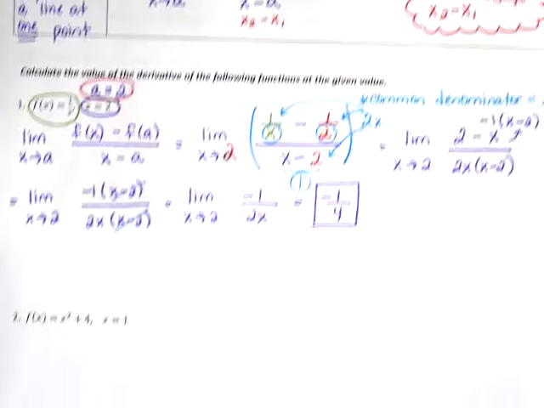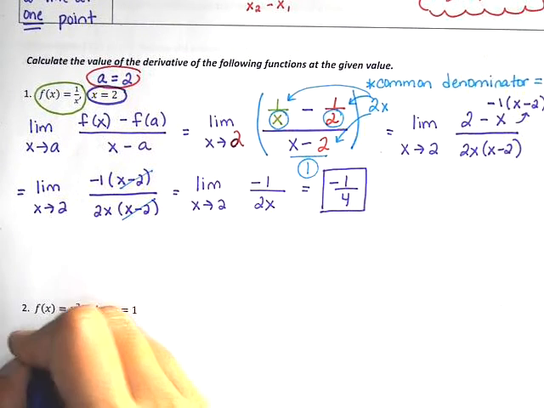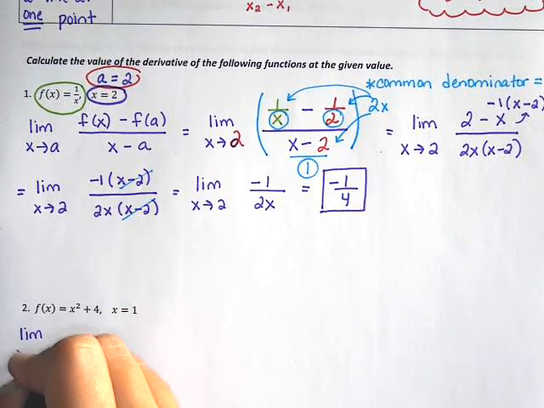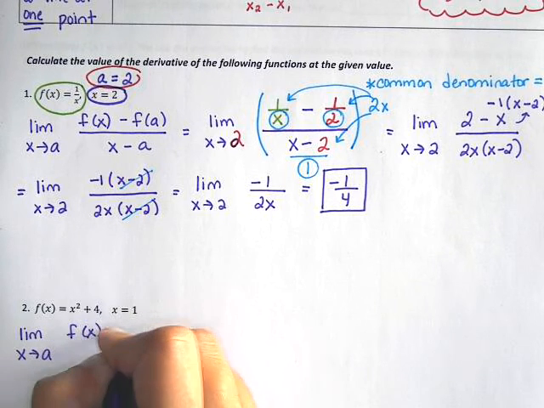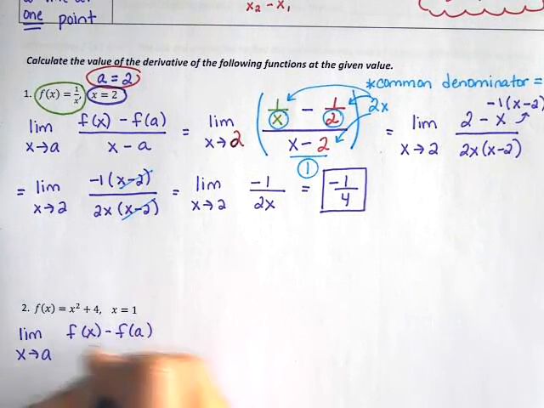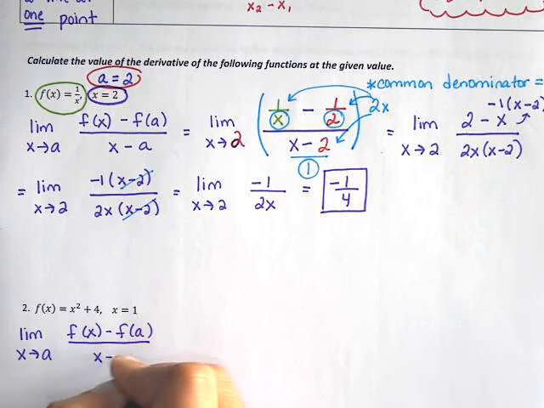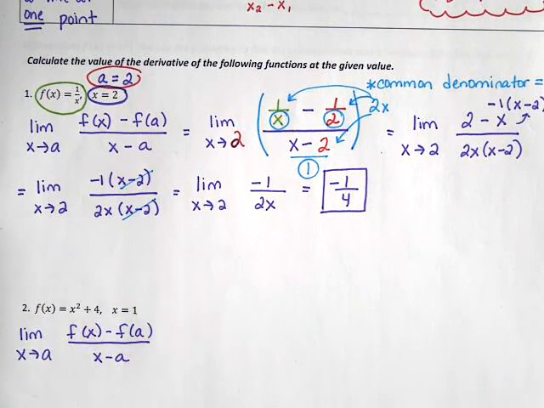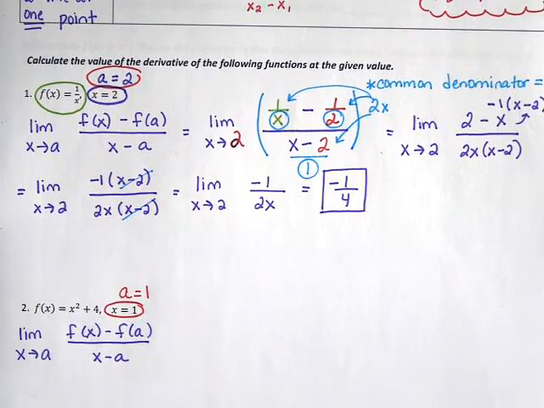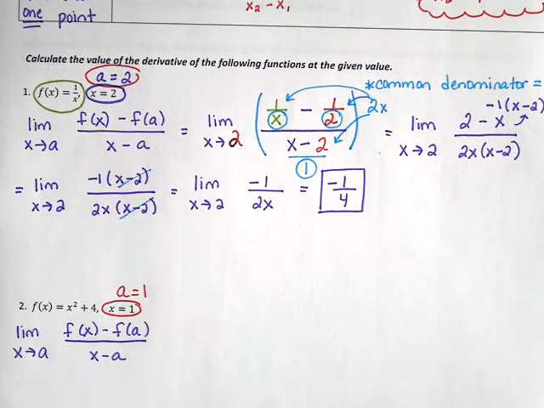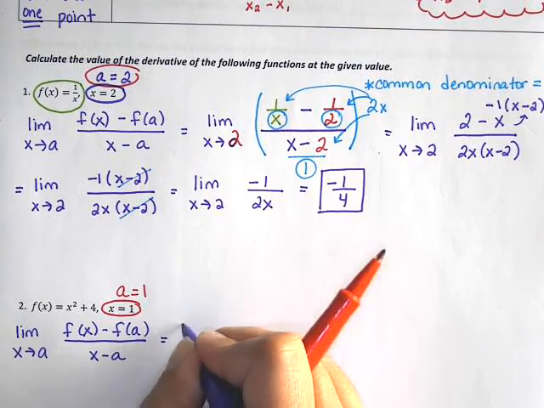Let's go over problem 2. Our general formula would be the limit as x approaches a of f of x minus f of a all over x minus a. Now in this problem, a is going to be equal to 1. It says that in the directions. So let's fill in and substitute the values we know.